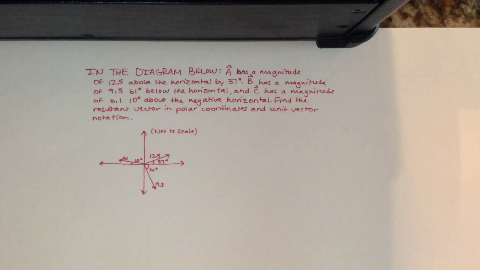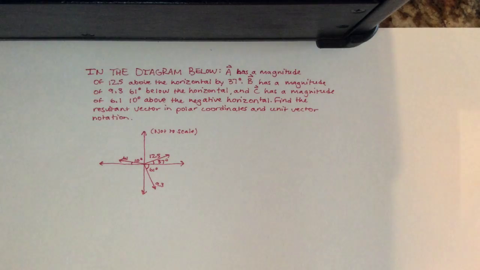So the question reads, in the diagram below, vector A has a magnitude of 12.5 above the horizontal by 37 degrees. Vector B has a magnitude of 9.3, 61 degrees below the horizontal. And vector C has a magnitude of 6.1, 10 degrees above the negative horizontal.